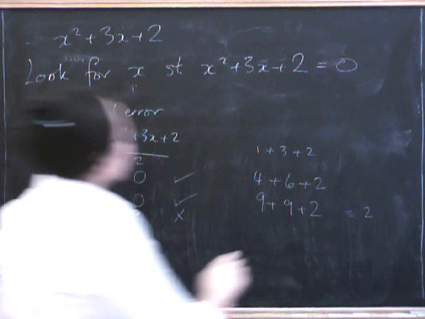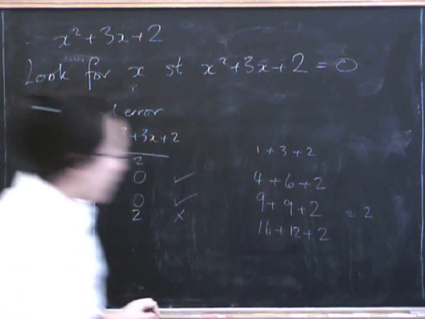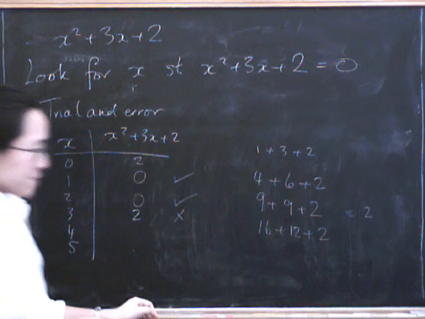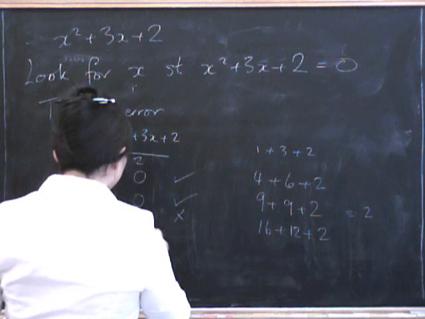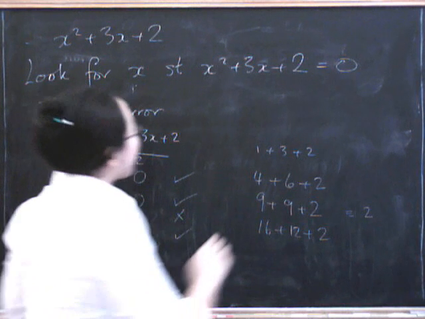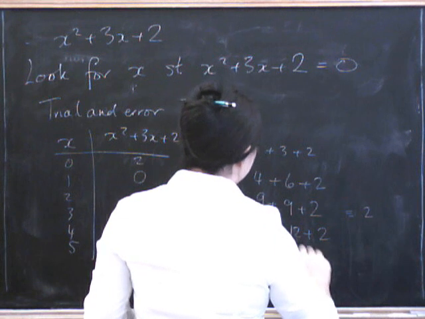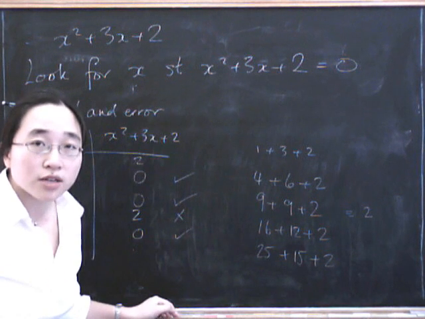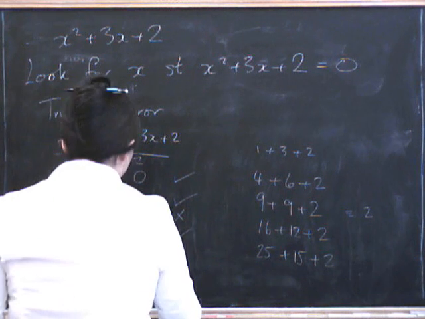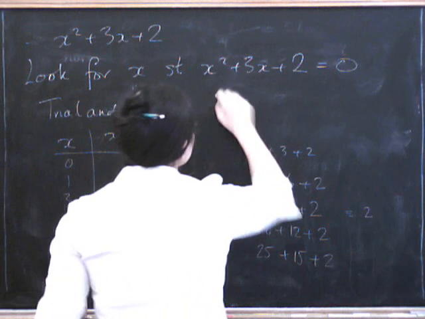For 4, we get 16 plus 12 plus 2, and that is 30. Is that 30? 28, 30. 30 is congruent to 0, so that's a solution. And for 5, we get 25 plus 15 plus 2. That's 42, that's also congruent to 0 mod 6. So that's also 0.